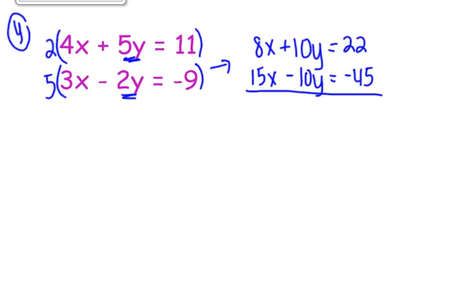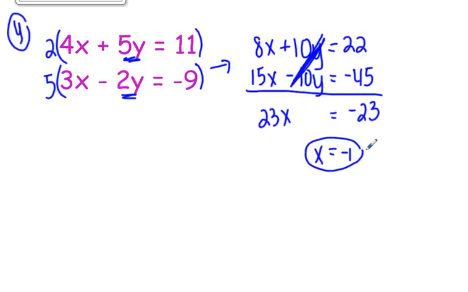So now I wanted to eliminate the y variable. 10y plus -10y is going to cancel out. And I'm going to end up with 23x is equal to -23. So x equals -1. That's the first part of my ordered pair.